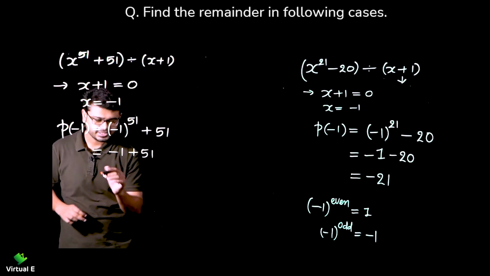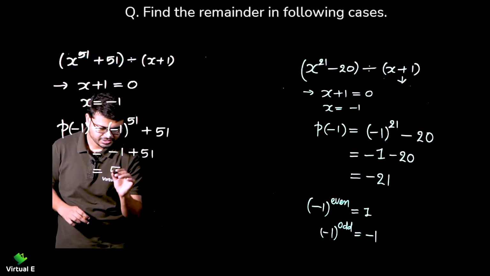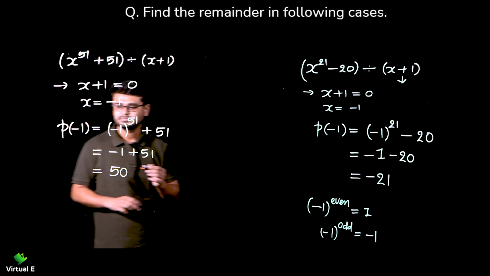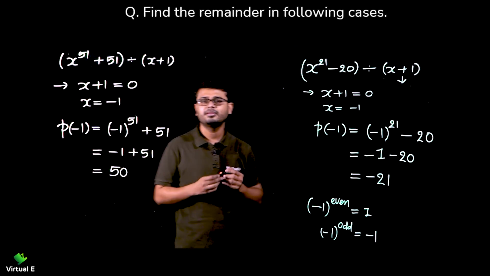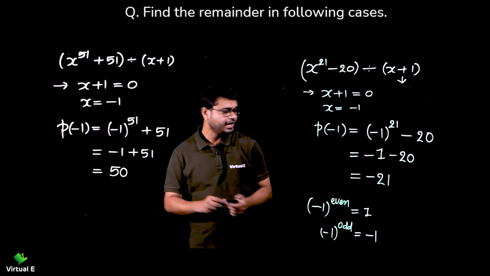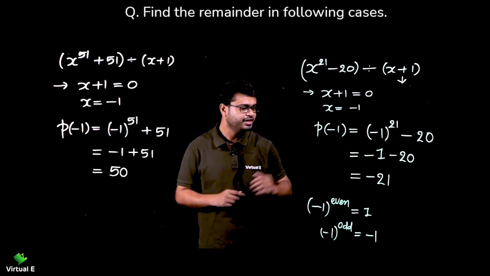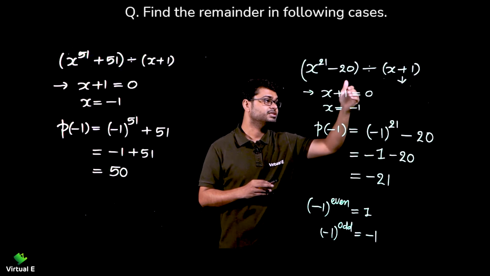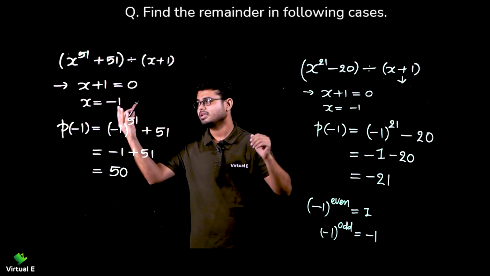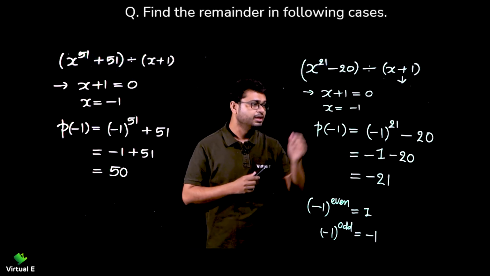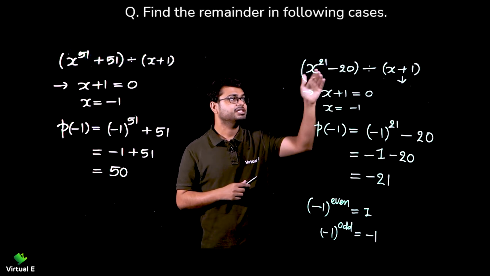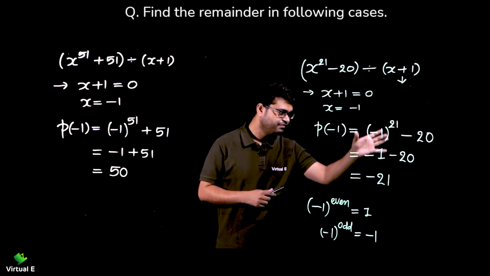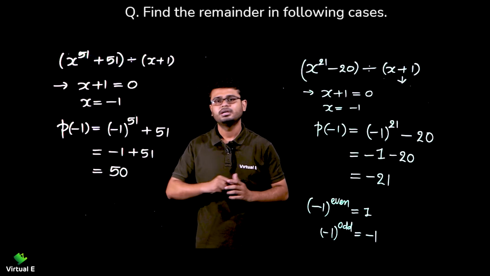Now opposite sign, so we are going to subtract. That is 50 is the answer. So 50 will be the remainder in this case, and minus 21 will be the remainder in this case. Very simple. You equate the divisor to 0 here and here as well. In both cases, we have minus 1. Then substitute that value of x into the polynomial, simplify in the correct way and get your remainder.